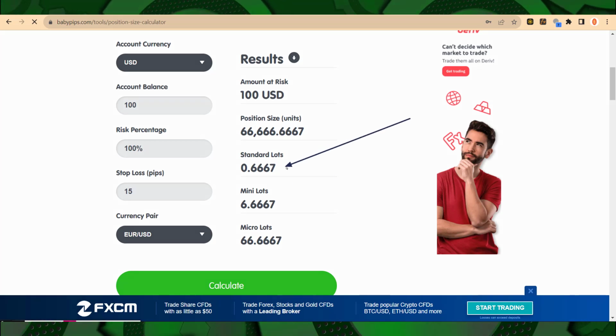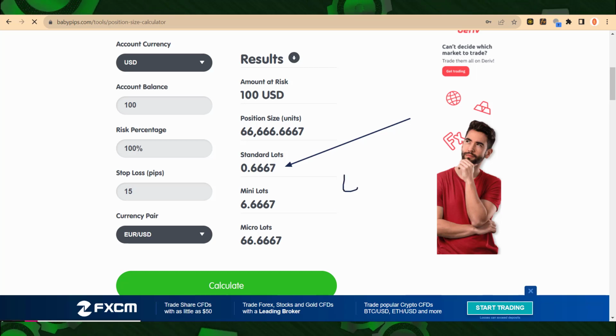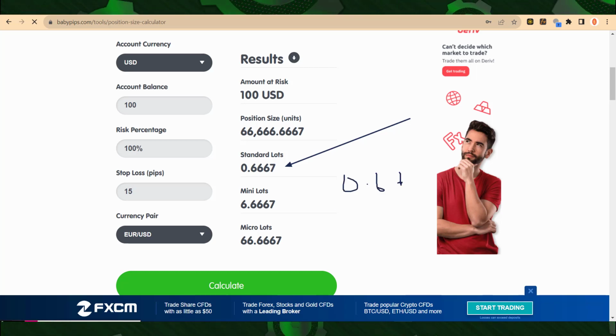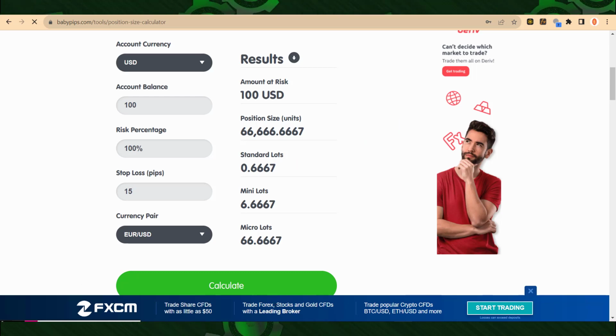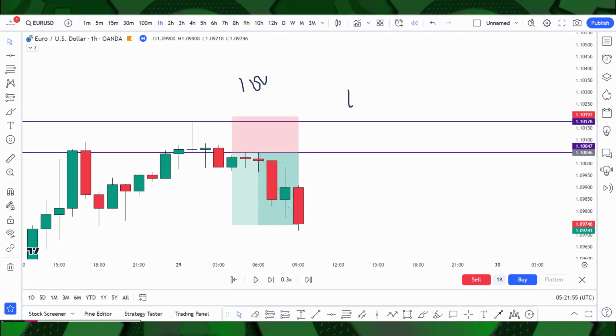You are going to use standard loss size, and the position size you are going to use in this trade is 0.66. So you ensure that you use the 0.66 on that trade whenever you are trading it. Let's go back to our setup. In this trade, if you want to risk $100, your lot size will be 0.66.